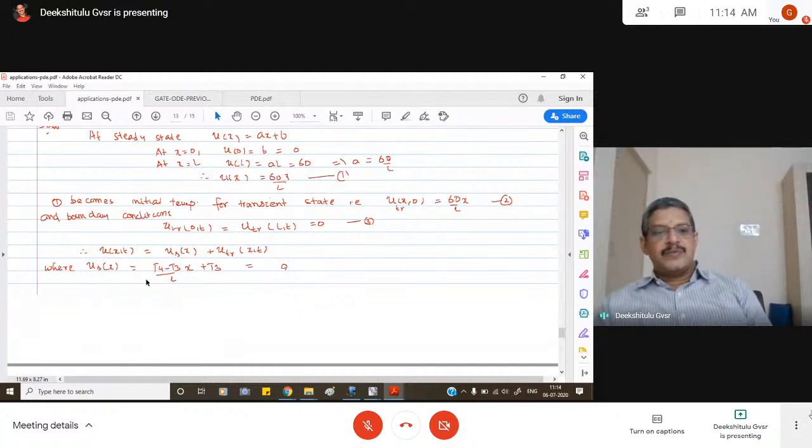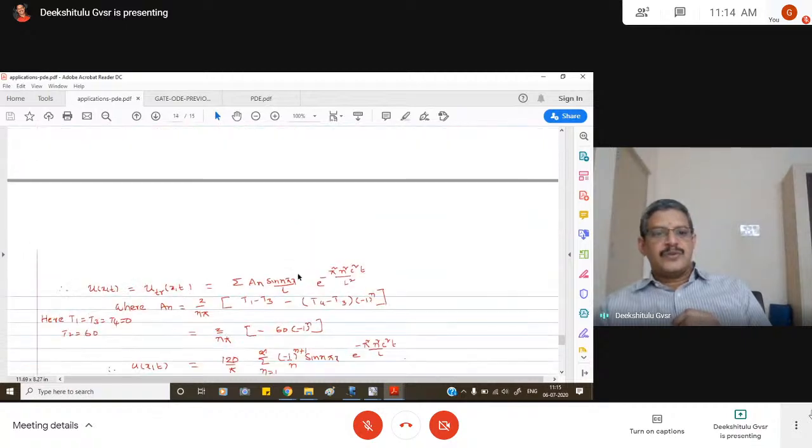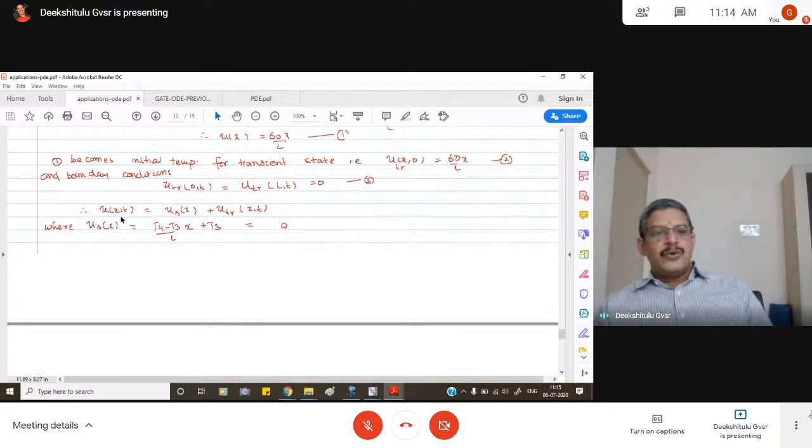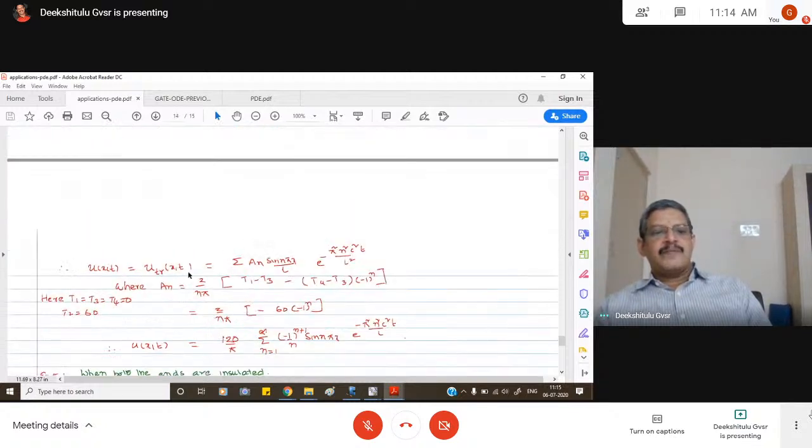that is 0, because if you substitute all these conditions, it becomes 0, because T3 and T4 are now 0 and 0. They were 60 actually, but they are changed to 0, 0. So T4 minus T3 is 0, T3 is 0, so US of x becomes 0. So U of x,t is US plus UTR of x,t, but US is 0, so U of x,t is simply UTR of x,t, which is the same as sigma An sin(n pi x by l) e power minus pi square n square c square t by l square.